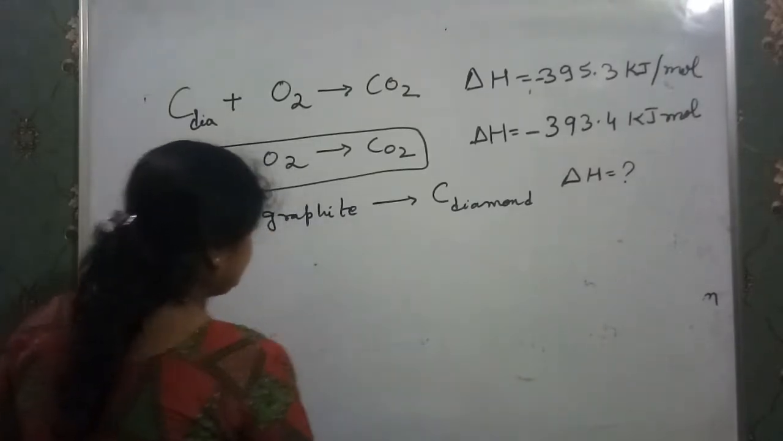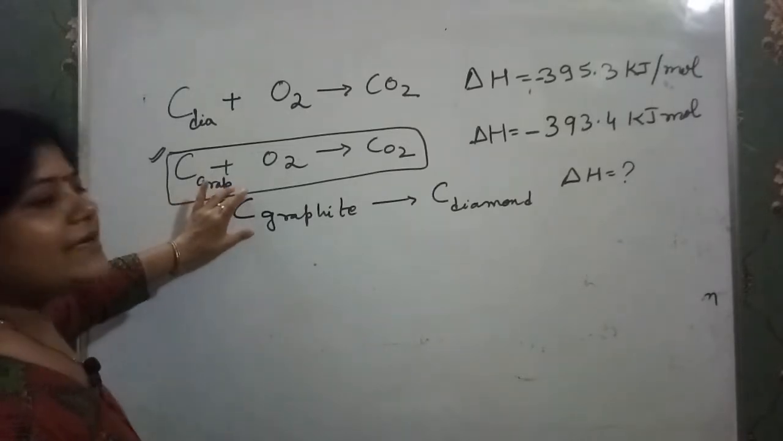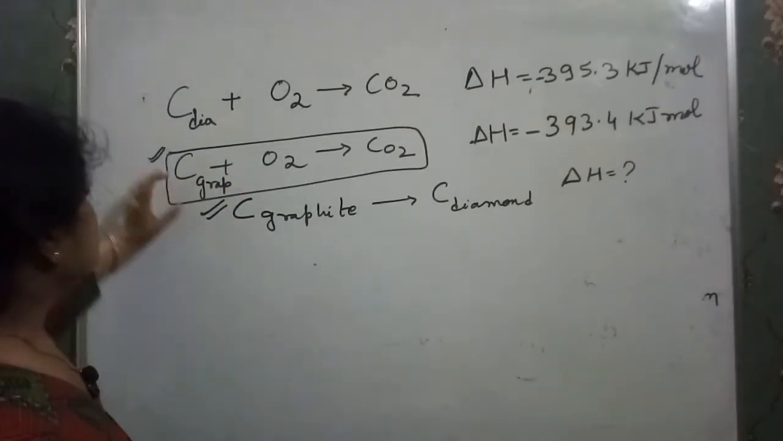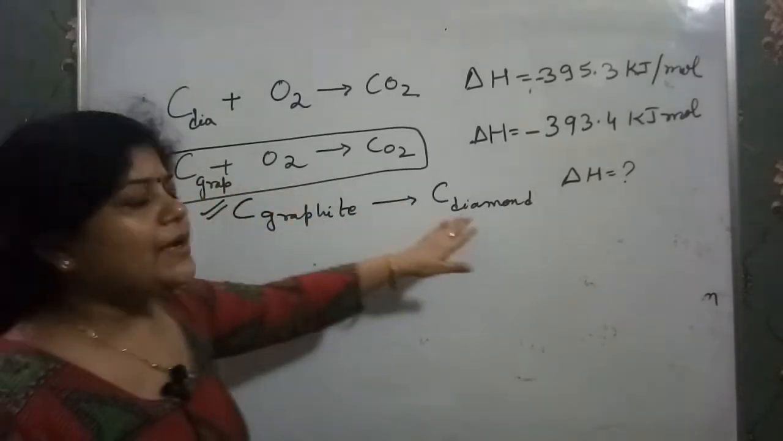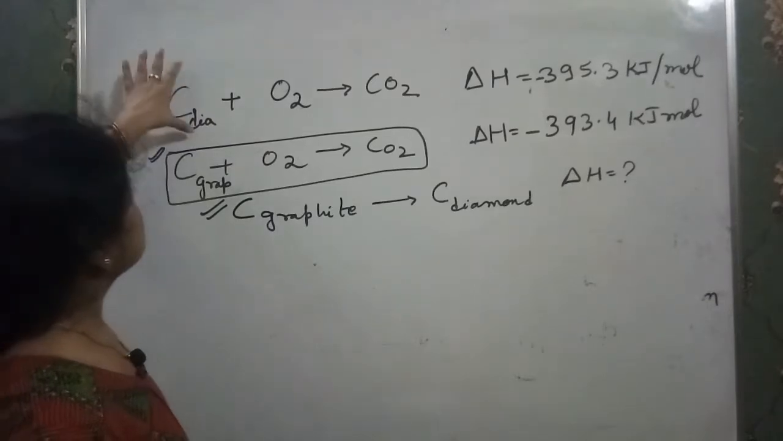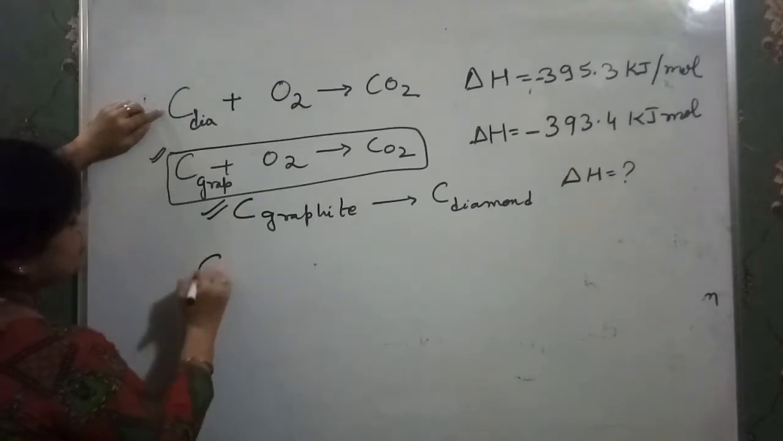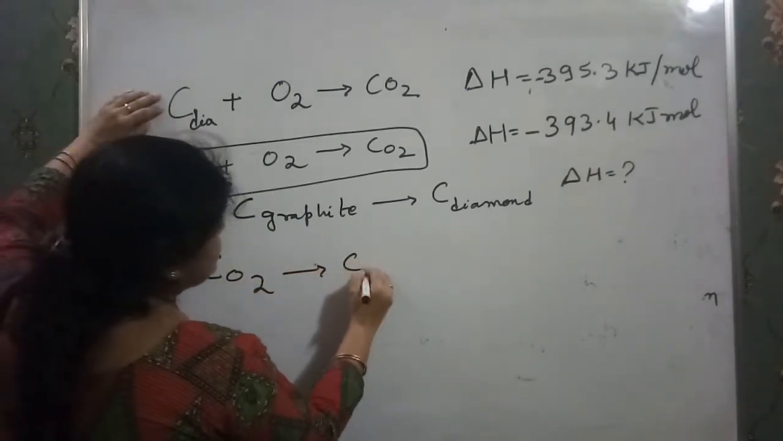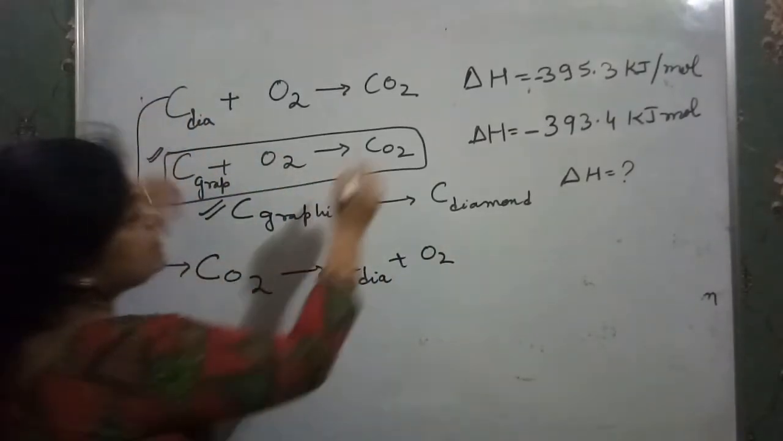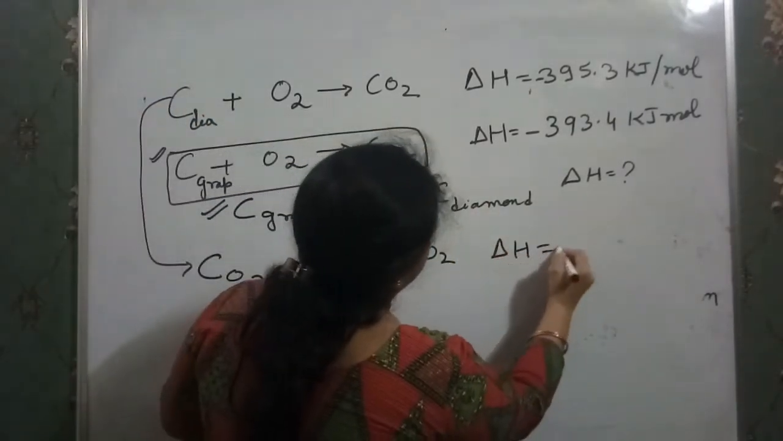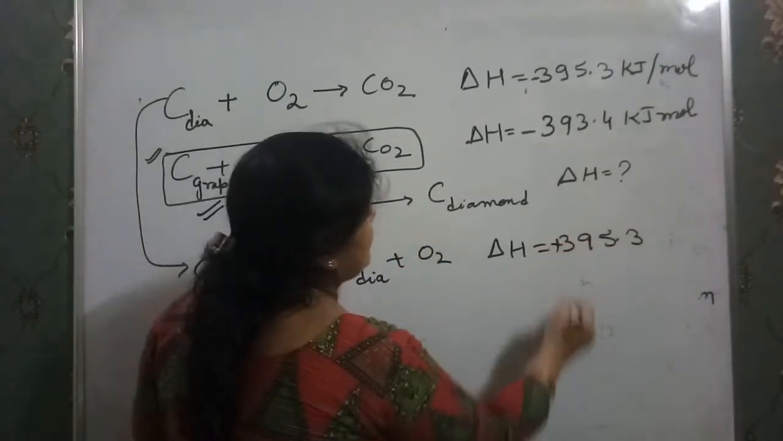Now see the question. Here graphite changes into diamond. We can see easily that graphite is on the left-hand side. In this equation we also have graphite on the left side, but diamond is on the right side. But our equation has diamond here, so we have to reverse it to that point. So it becomes C of diamond plus O2. When we convert it in this way, its enthalpy gets changed and it becomes 395.3. Clear? So it becomes a positive value.